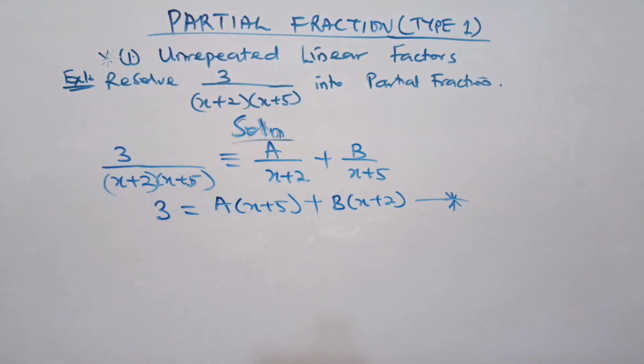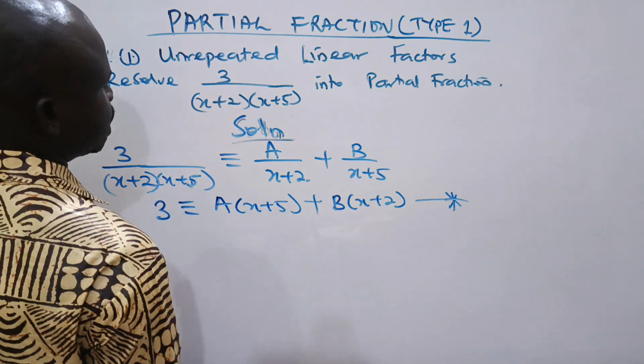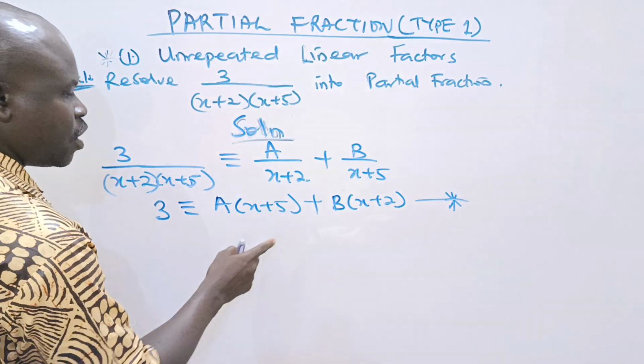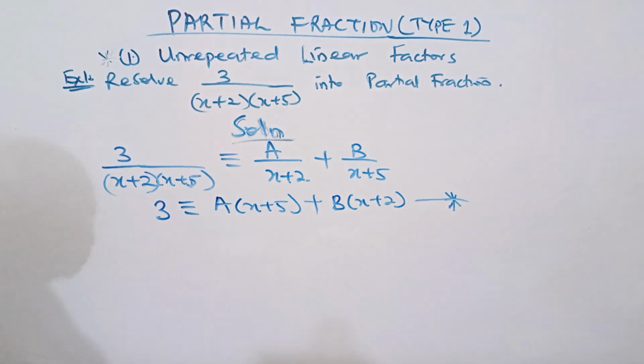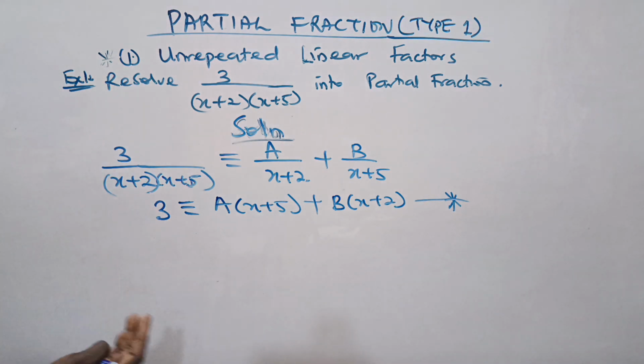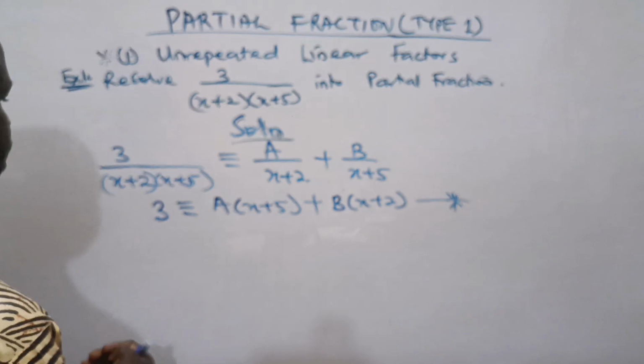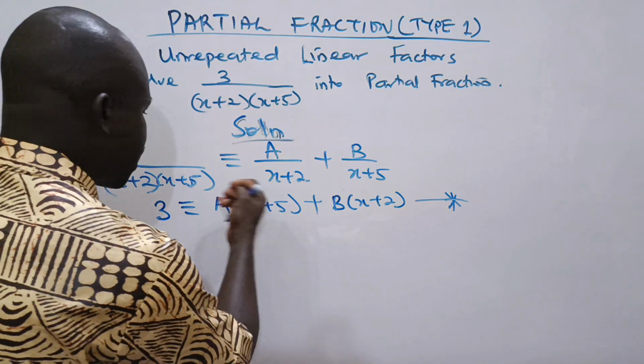At that point, it depends on the method of resolution that you want to use. We either use the cover-up method to get our constants A and B, or we use the method of comparing coefficients. We have discussed the two methods of resolution, either comparing coefficients or the cover-up method. I would like to use the cover-up method here.